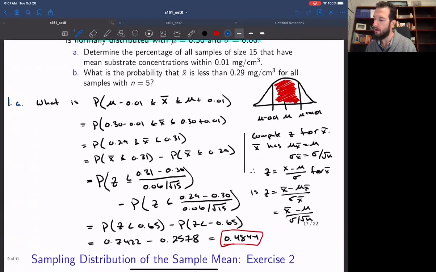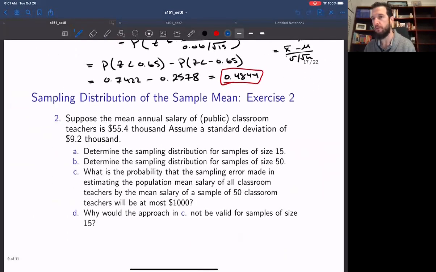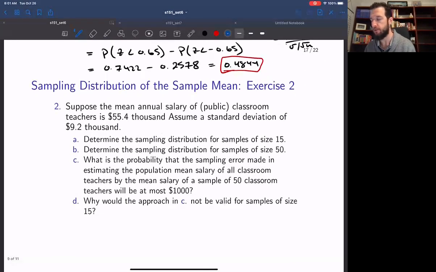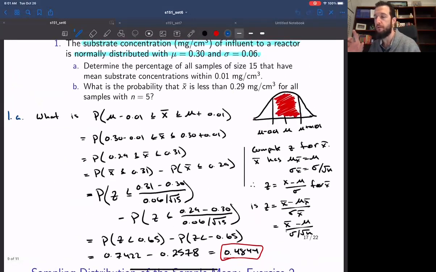So we worked through part A of that exercise. So the first thing that we're going to do today is pick up with part B of the same exercise. And then we'll work through exercise number 2, and that'll bring us to the end of lecture set number 6. So that's the first goal for today, is finish this lecture set.